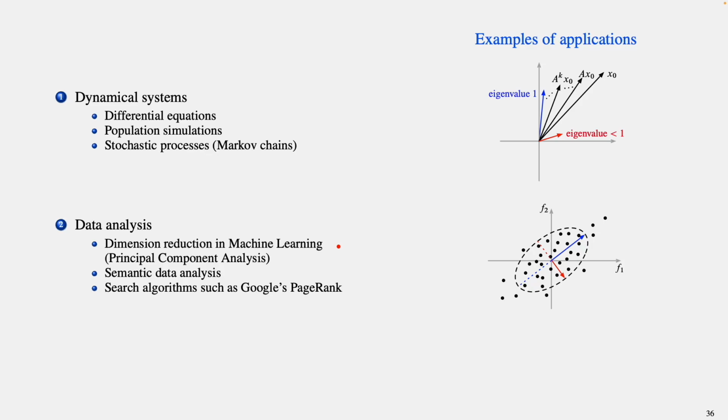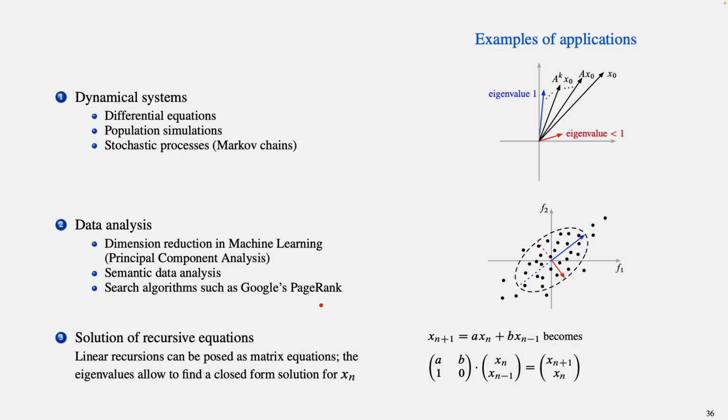Other applications are semantic data analysis, which is basically taking natural language and mapping it into some kind of vector space, if you like, and then analyzing relationships between different words or word structures in this space. And also search algorithms such as Google's PageRank use eigenvalues very strongly. So in a way, they work a little bit like dynamical systems.